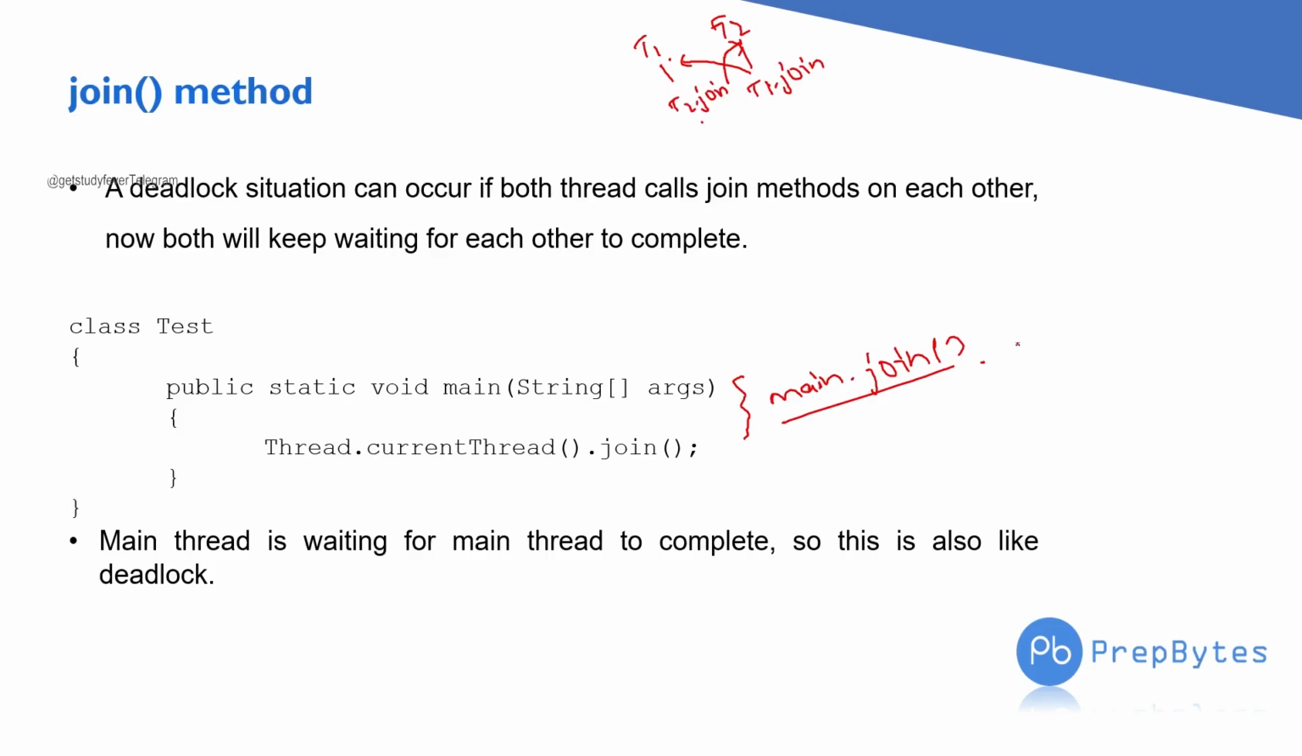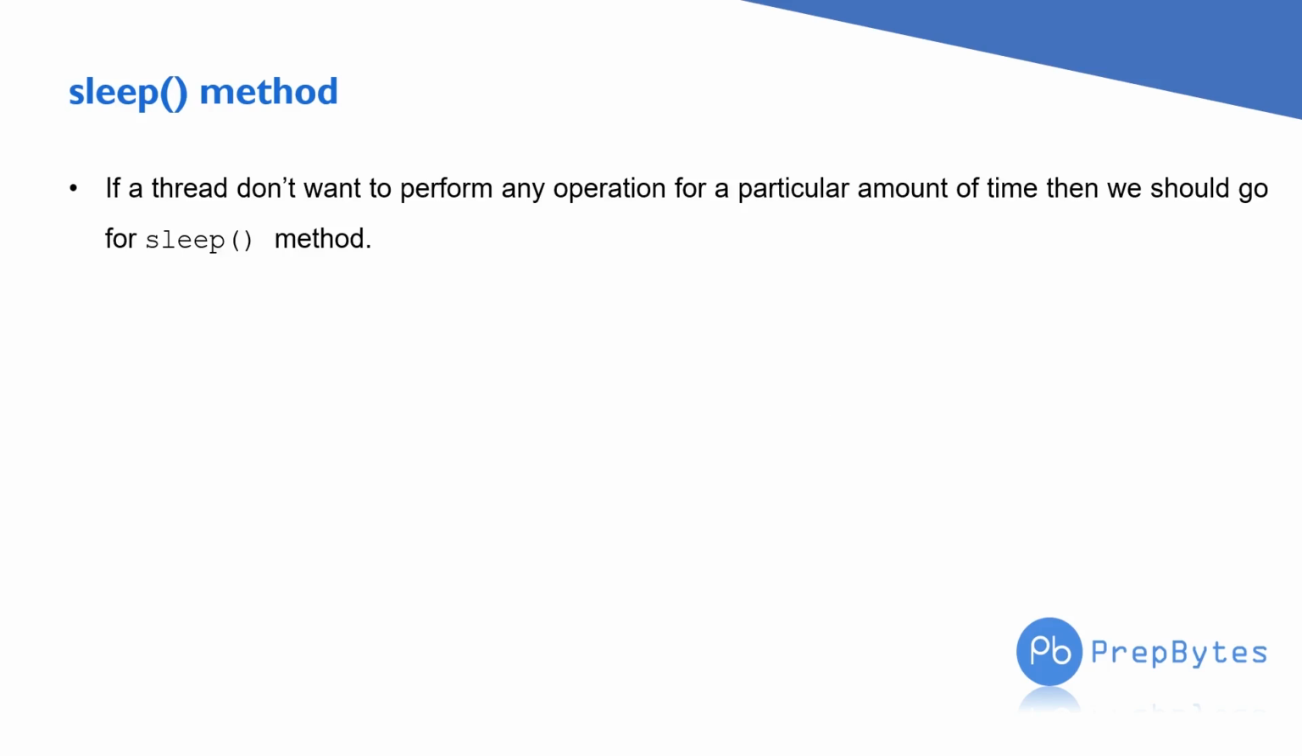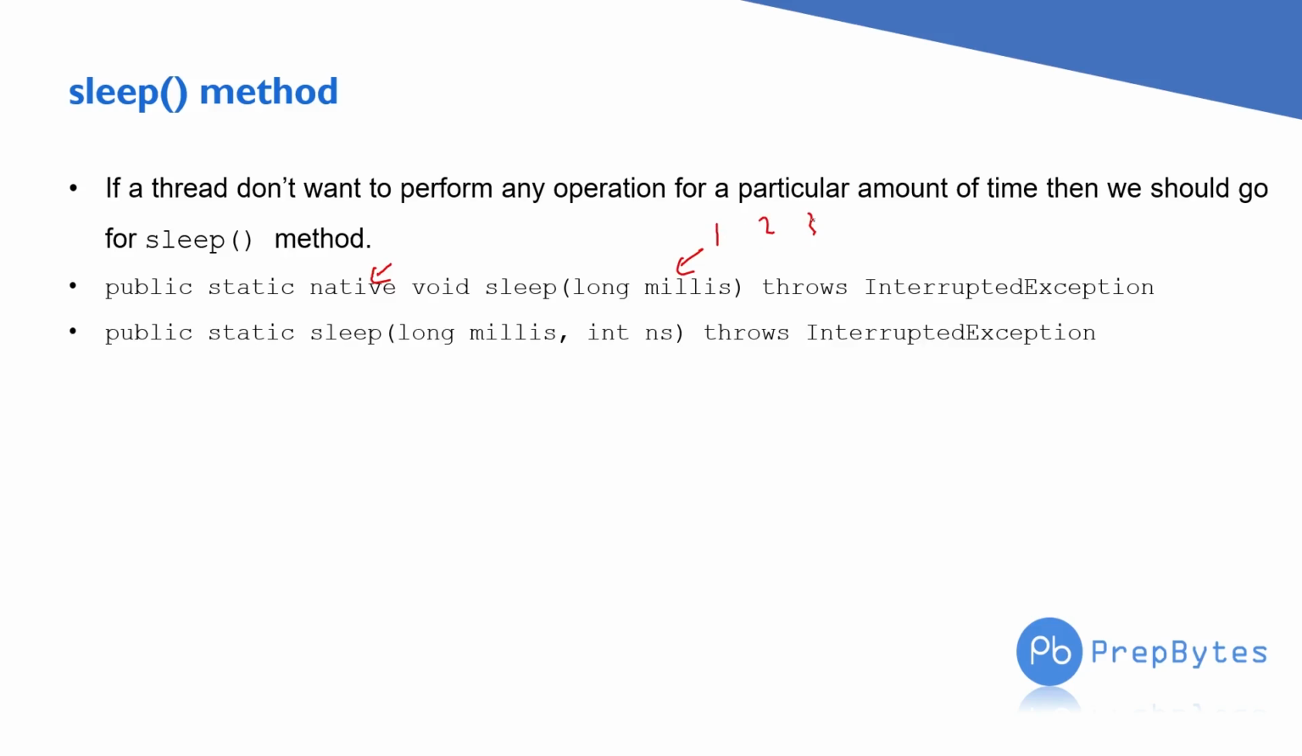After the join method, we will see the sleep method. It is a very simple method, that is sleep, and it is used very frequently. If a thread does not want to perform any operation for a particular amount of time, then we should go for the sleep method. That is public static native void sleep. As you can see here, it is native, that is it is not written in Java, and it takes long milliseconds. So you have to specify the time for which the thread is going to sleep, whether 1 second, 2 seconds or 3 seconds, in milliseconds. The second one is for more strict time.